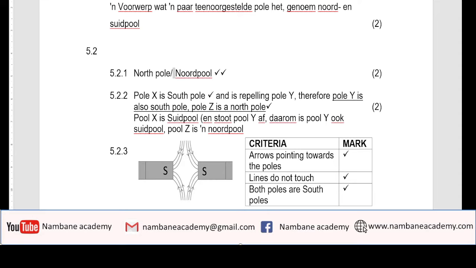On 5.2.3, can we please award for both poles are south if the learners just said X and Y? Like they got it correct to say it's south, south, but when they draw the bar magnets, they continue with X and Y, not south. Instead of SS, they continued with YY because they already said that Y is south pole.